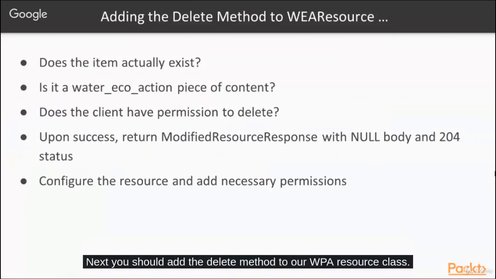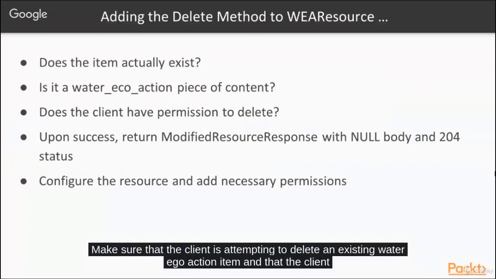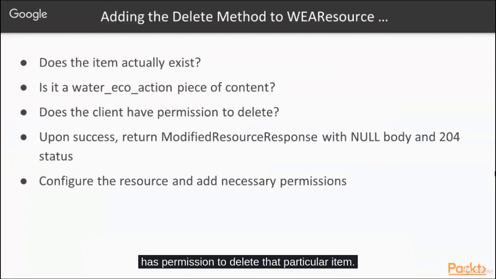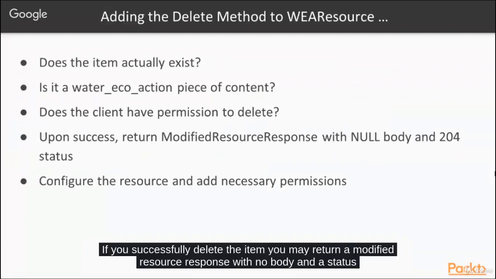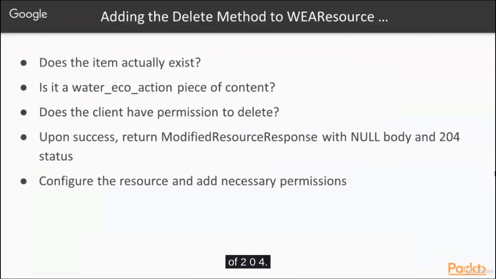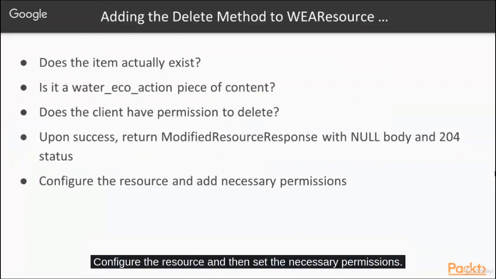Next, you should add the delete method to our WEA resource class. Make sure that the client is attempting to delete an existing water eco action item, and that the client has permission to delete that particular item. If you successfully delete the item, you may return a resource and then set the necessary permissions.